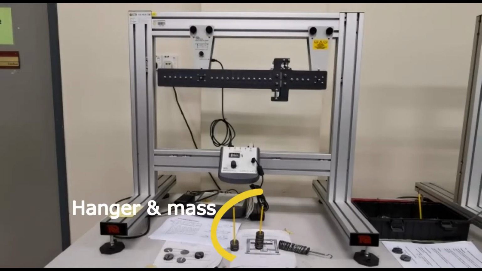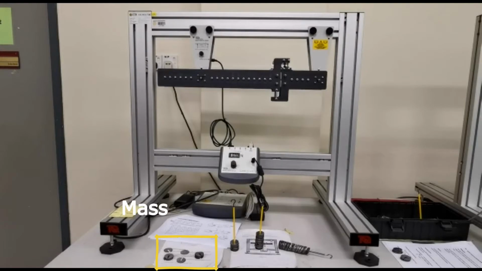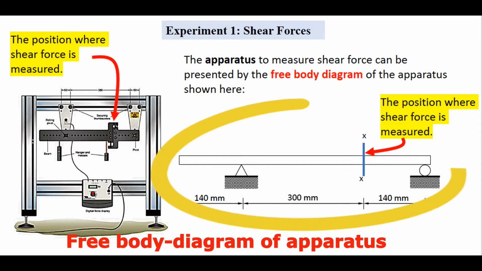These are hangers and masses that are used as loads applied on the beam. The free body diagram of this apparatus is shown in the picture.